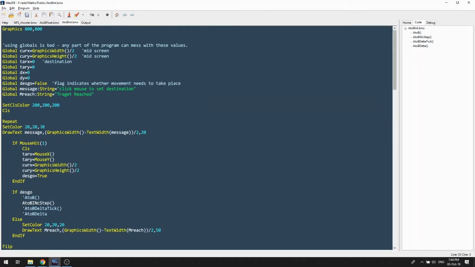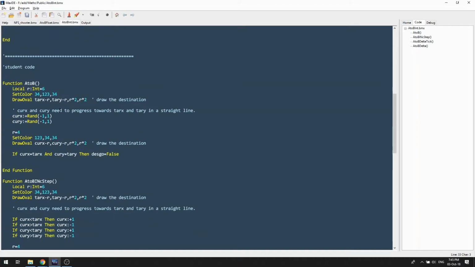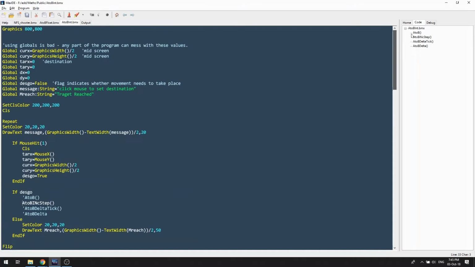What we're going to do is calculate a delta. In other words, we're going to take our x and our y values and look at a proportion of that. We're going to take, say, 1% of the overall x distance and 1% of the overall y distance. We're going to recalculate that every tick, and we're going to see where that gets us.